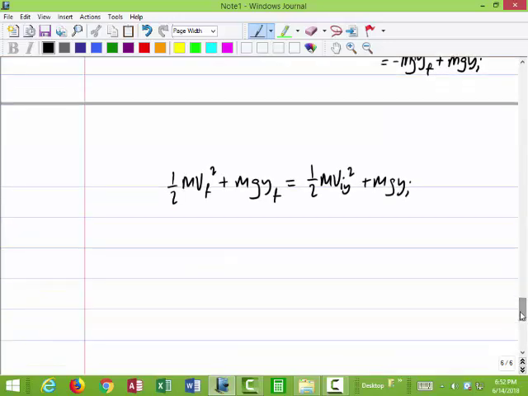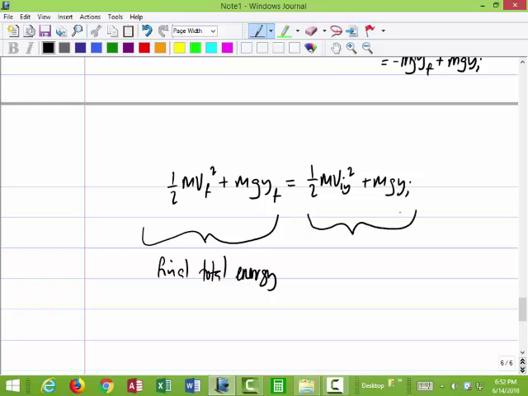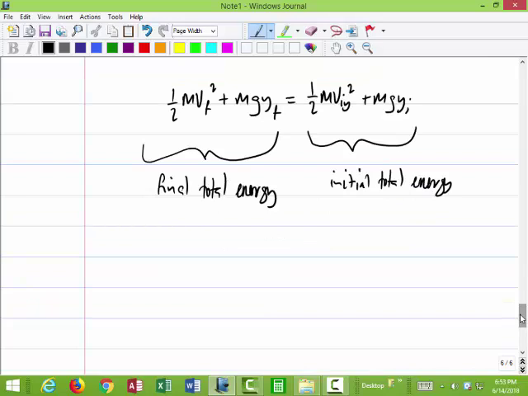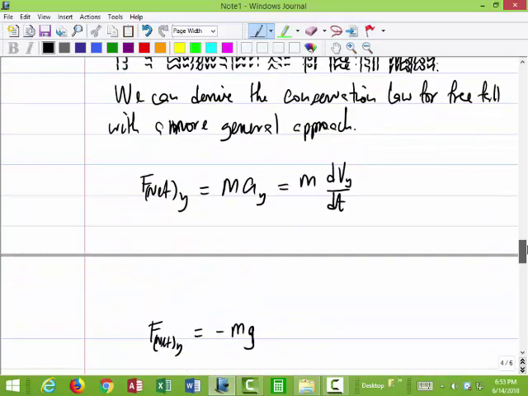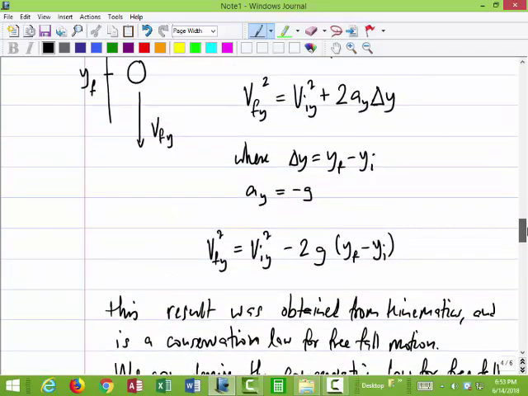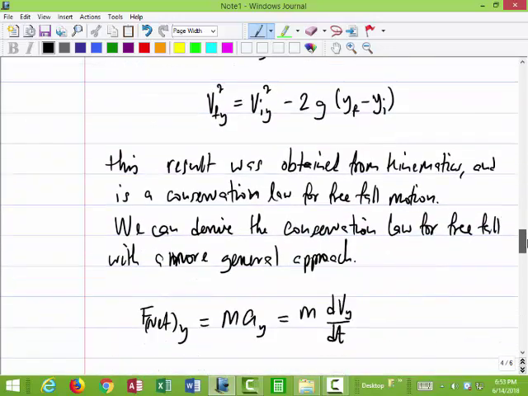So this is a way of saying that the final total energy is equal to the initial total energy. So we can list it that way. This is final total energy, and this is initial total energy. This equation that we've just obtained above is similar to the one we started off with, the one we first found by using the kinematic equation above here. So I'll show you how the two are similar.